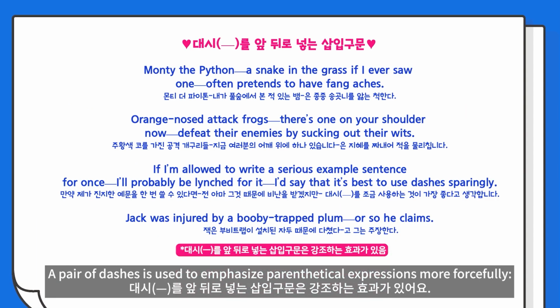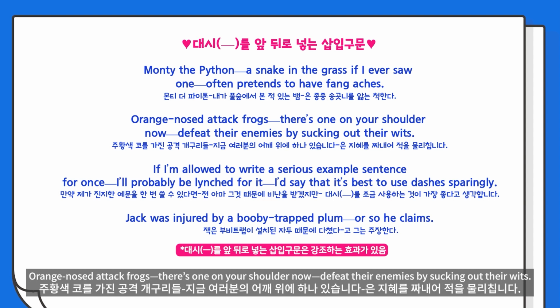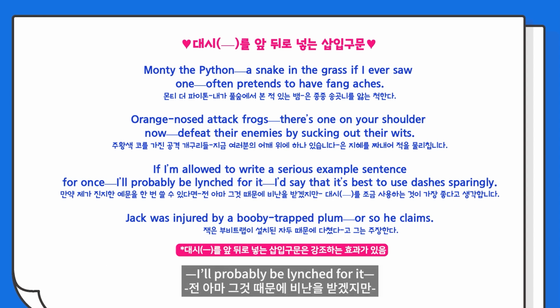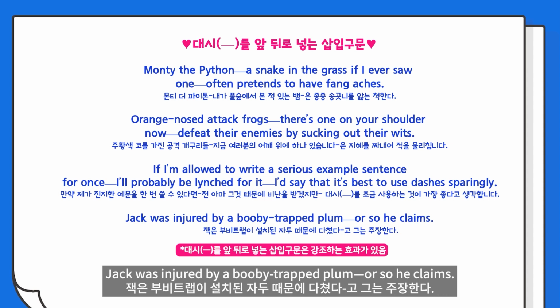A pair of dashes is used to emphasize parenthetical expressions more forcefully. Monty the Python—a snake in the grass if I ever saw one—often pretends to have fang aches. Orange-nosed attack frogs—there's one on your shoulder now—defeat their enemies by sucking out their wits. If I'm allowed to write a serious example for once—I'll probably be lynched for it—I'd say that it's best to use dashes sparingly. Jack was injured by a booby-trapped plum—or so he claims.